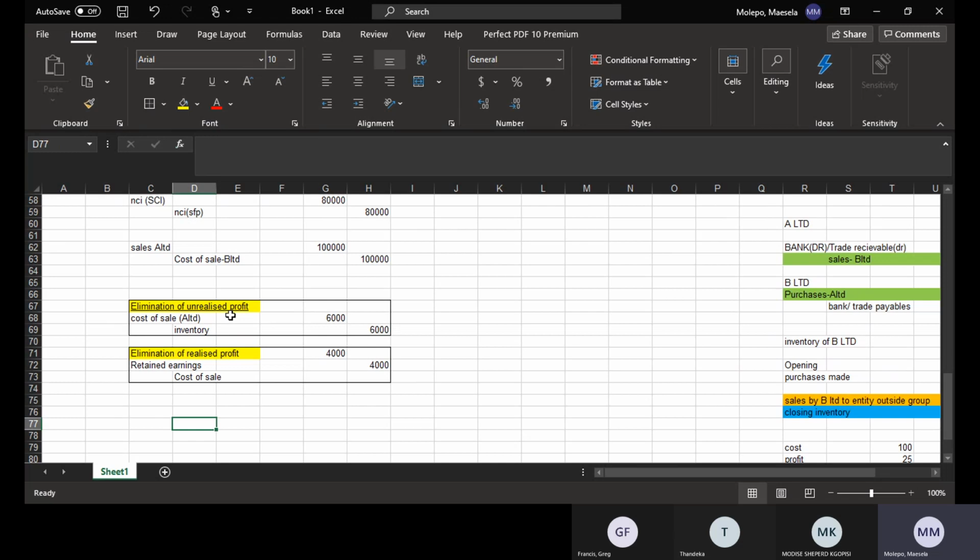So you must know the difference. The elimination of unrealized profit focuses on the closing inventory, and here the focus is on the opening inventory.